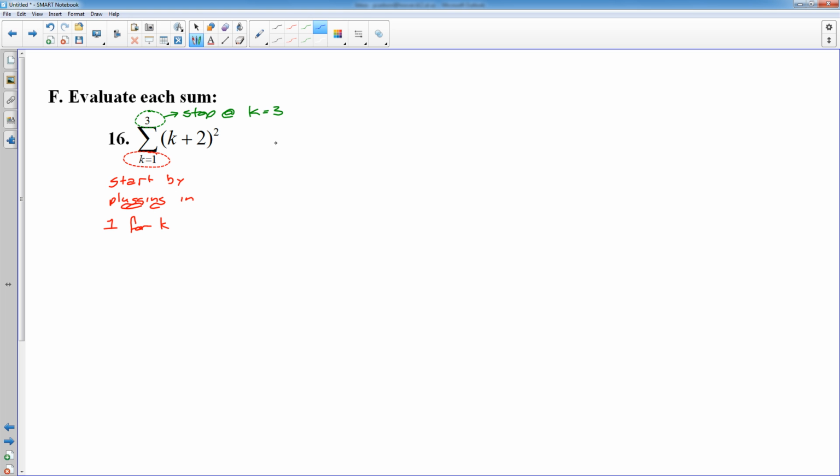So when I expand that out, if I plug in 1, 1 plus 2 squared is 3 squared, which is 9. So this is k equals 1. If k is equal to 2, 2 plus 2 squared is 4 squared, which is 16. And then I'll plug in 3. 3 plus 2 squared is 5 squared, which is 25.